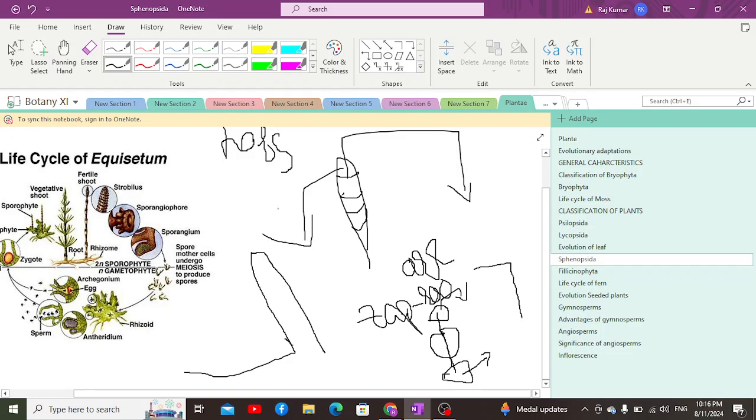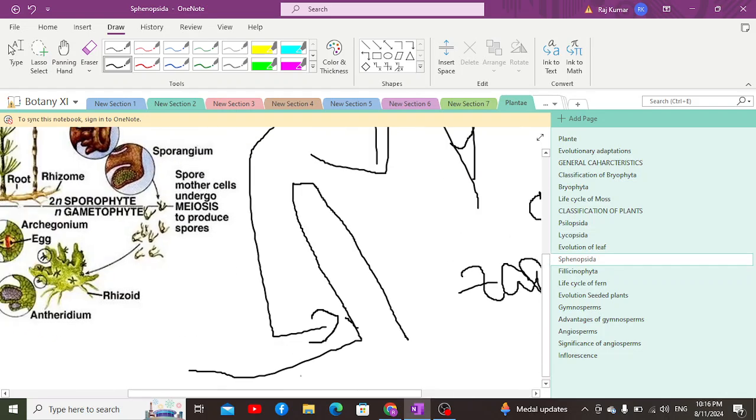But in the primitive plants we have another type of root present, which arises not from the radicle, rather from another part, a part other than the radicle. These types of roots are known as adventitious roots. Adventitious roots are present in both Lycopsida and Sphenopsida.